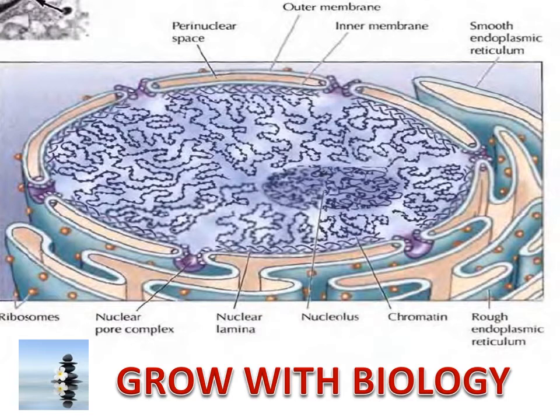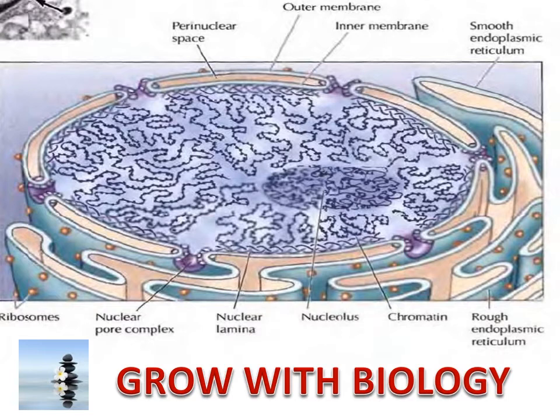So this is the first diagram which we are coming across. This is the diagram of a nucleus. Now when you look at the diagram, you find an outer membrane and inner membrane mentioned at the top. So the outer membrane and inner membrane make this nucleus a double layered structure. It has two layers, and in between the layers there is a perinuclear space.